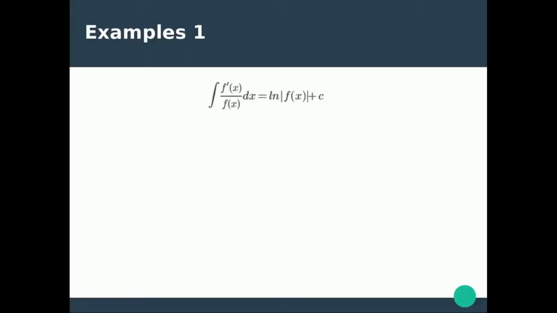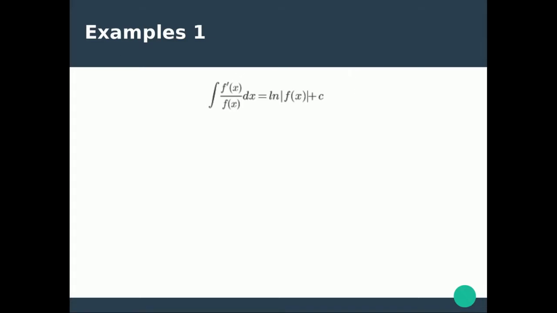So let's look at our first set of examples. We're going to be using this formula here to solve our integrals, and we're looking at integrals of the form where if we differentiate the denominator we get the numerator, and it's a standard form which gives the answer the natural log of the denominator. Now I'm not going to give a proof of this within the video, but I will put one within the worksheet that I include a link to in the description below.